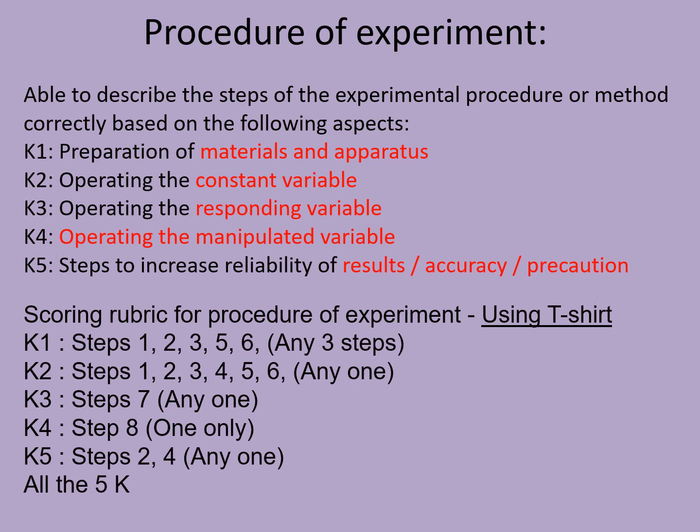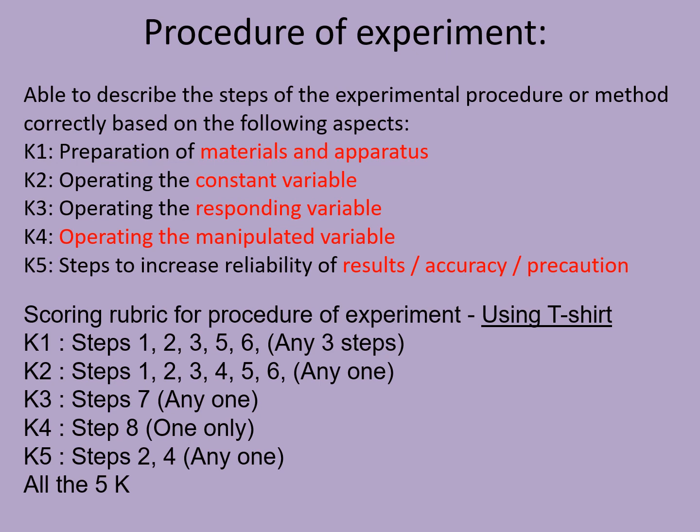Procedure of experiments: able to describe the steps of the experimental procedure or method correctly based on the following aspects. When you write the procedure of experiment, you must have 5K: K1, K2, K3, K4, K5. K1 is preparation of material and apparatus. K2 is operating the constant variable. K3 is operating the responding variable. K4 is operating the manipulated variable. K5 is a step to increase reliability of result or accuracy of result, or a step for equations.